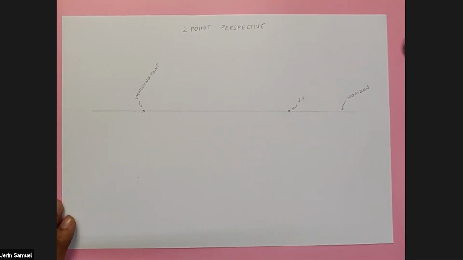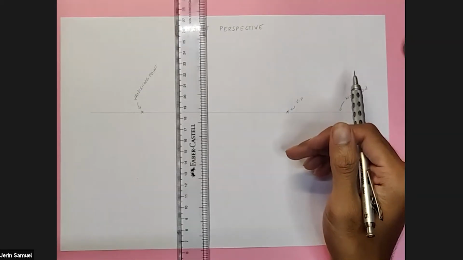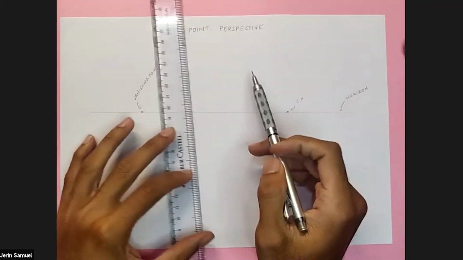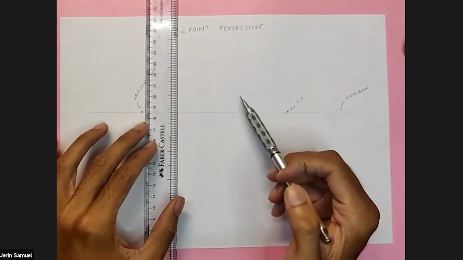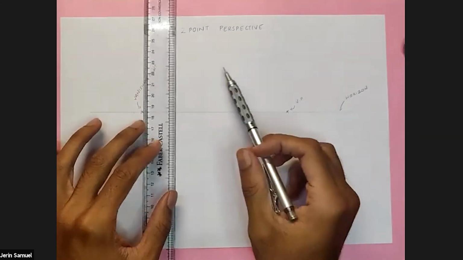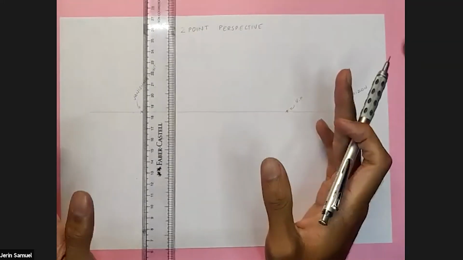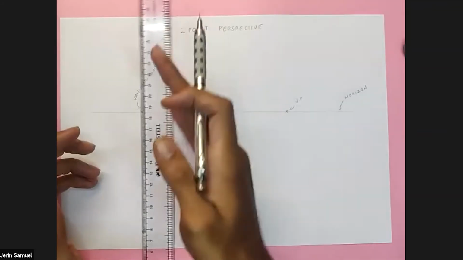Now the next step is you're going to make a line here. Basically we're going to make a small cube right here in the middle. Don't make the cube small, you can make it big as well. Since you're using a paper, you can use the entire sheet of paper.